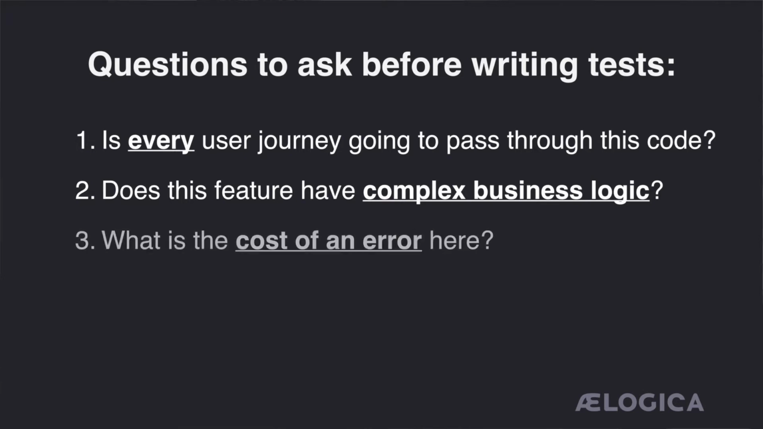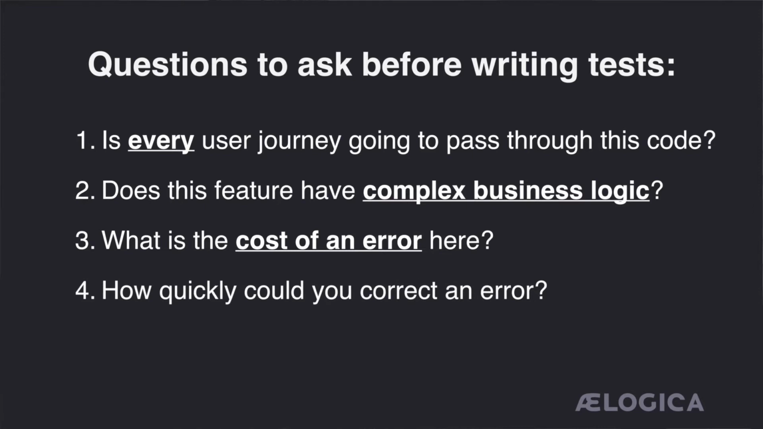If an error occurs in the part of the system you are working on, what would be the impact of the error? If the impact is high, write some tests. If the impact is low, consider testing manually. How quickly could you find and correct an error and deploy the fix in this part of the system? How quickly could someone else?